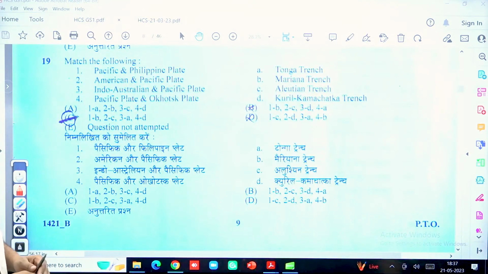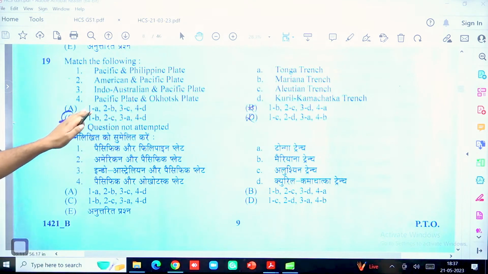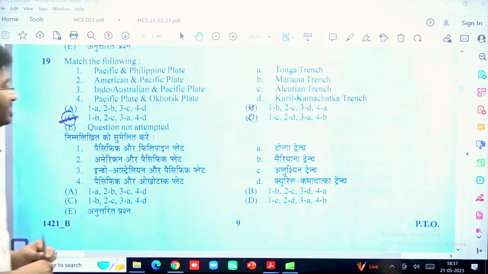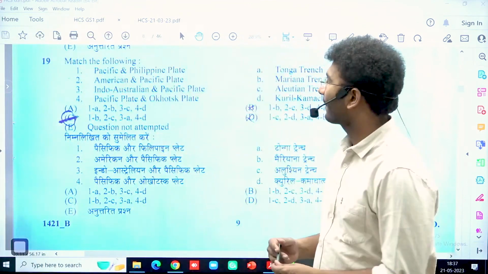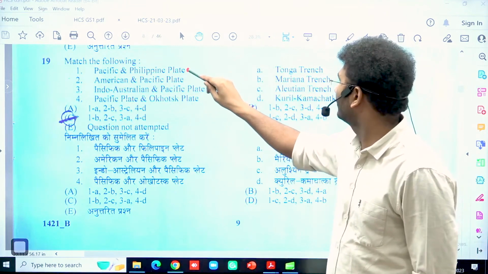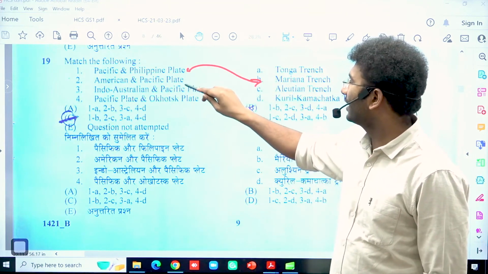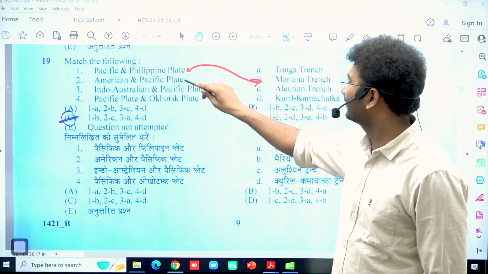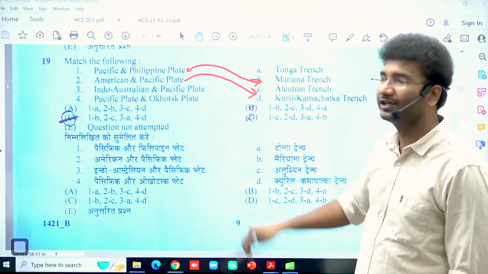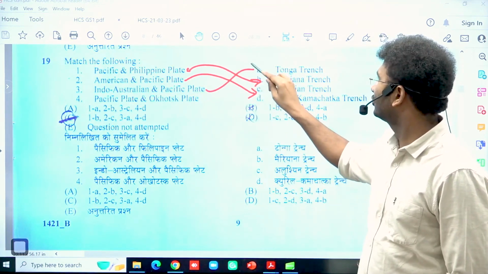Next question, which of the following. Again, a mapping based question, quite an easy question here. This is the 19th question. Let's see. Pacific and Philippines plate: this would be at the Mariana Trench. Next, American and Pacific plate: this is at the Aleutian Trench. Indo-Australian and Pacific plate: it is at the Tonga Trench.